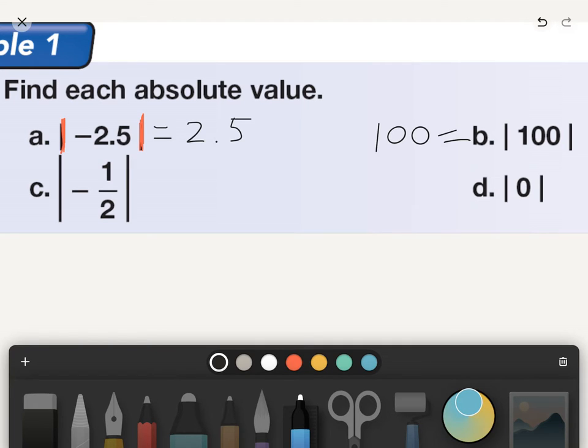For C, since the value inside is negative 1/2, we would eliminate the negative sign. Just 1/2 instead of negative 1/2. And 0, well, 0 it's not negative 0, which is good because that would be really awkward. But for that, we just leave it as 0.